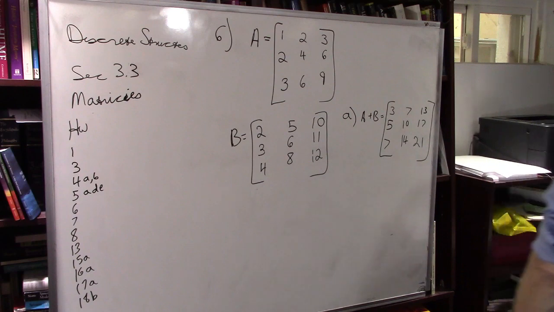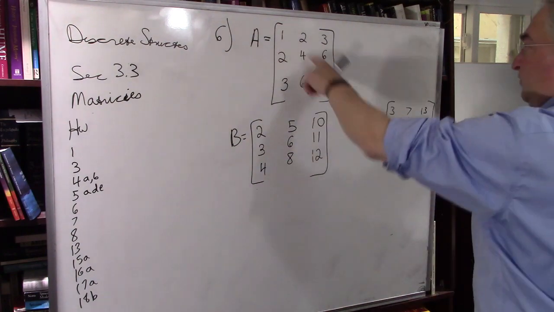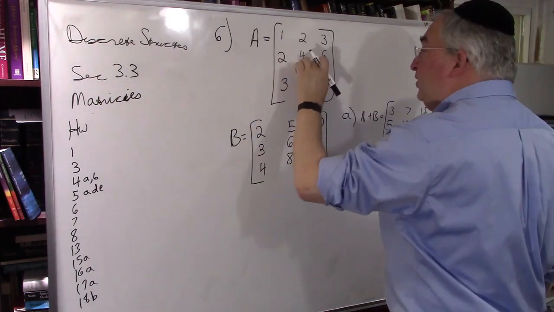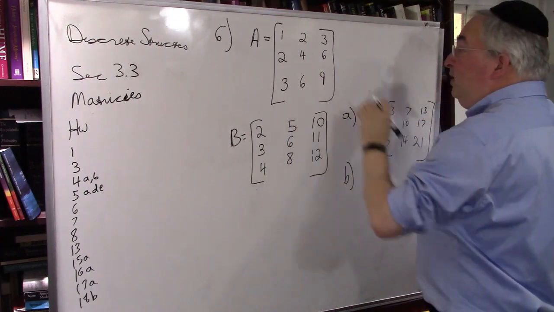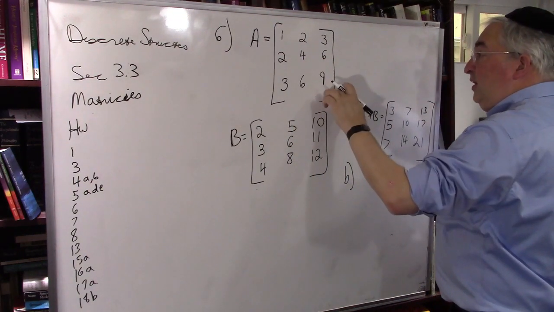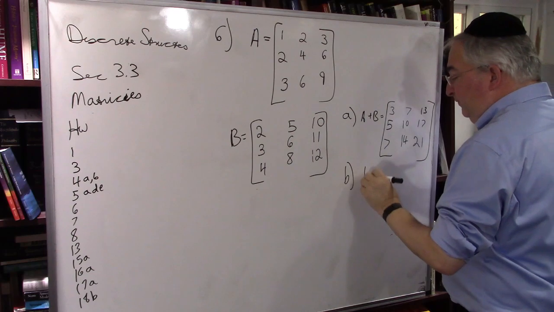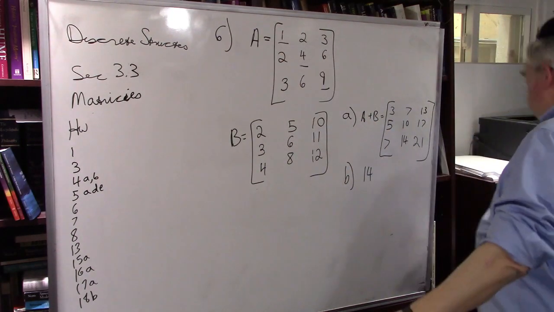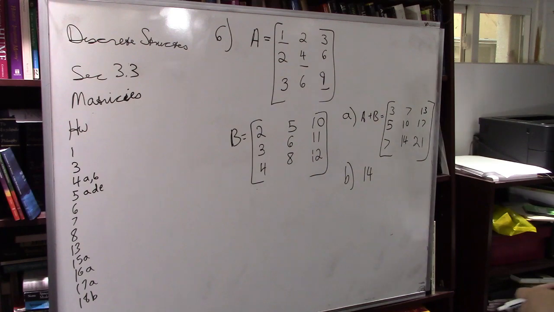Okay, that takes care of that. And B is calculate the trace of this. So B is 1 plus 4 is 5, and 9 is 14. I want you to add these three elements. Okay, that takes care of that. That's the end of that.